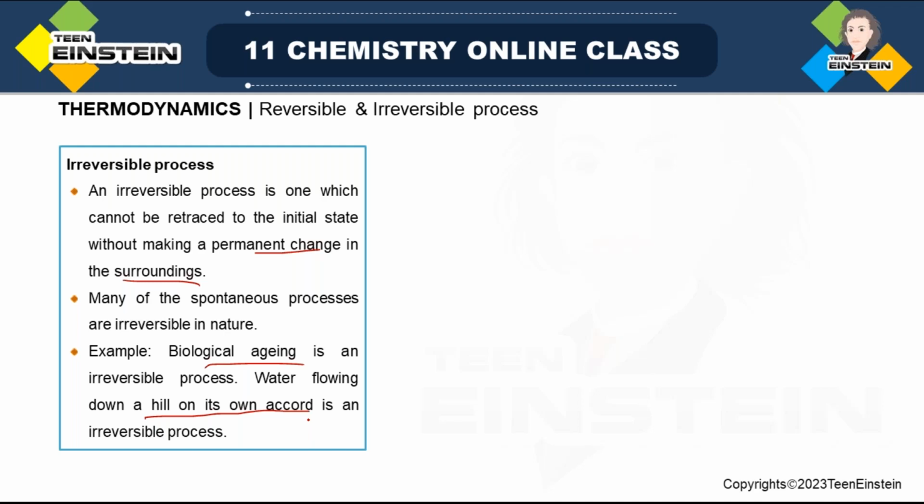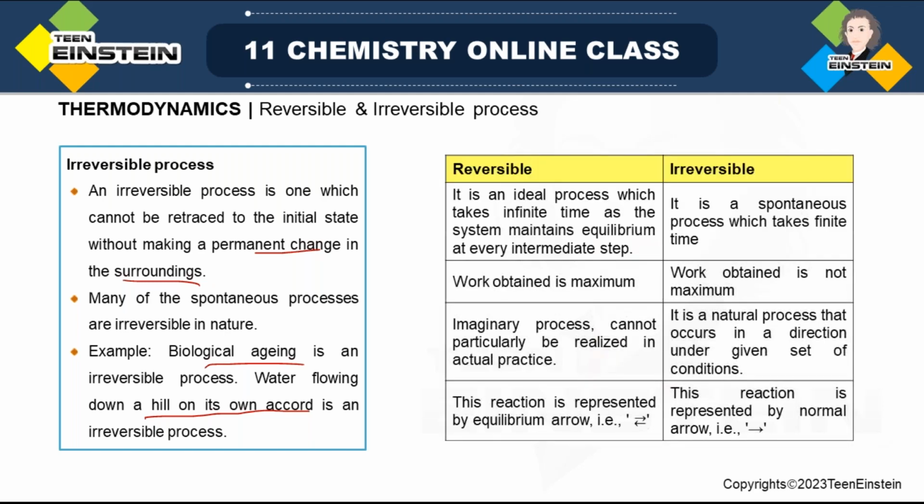Okay, so that is what is written. It cannot be retracted to the initial state without making a permanent change. So you can do so, but you have to give some effort, and there will be some permanent change in the surrounding. So without keeping the surrounding intact, you cannot do so. That is what we say in the definition of an irreversible process, and most of them are spontaneous. But if you consider reversible, that is a more ideal situation, and that is non-spontaneous. So reversible and irreversible, if we compare, reversible is basically an ideal process.